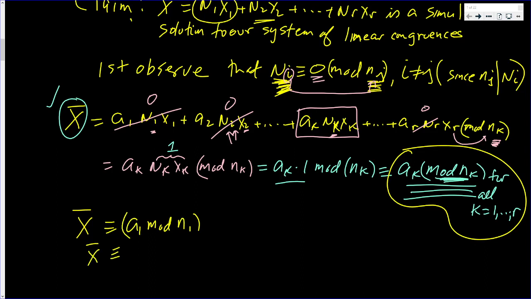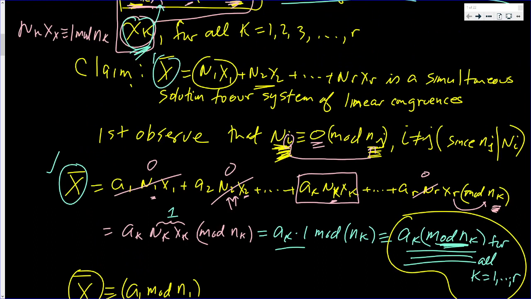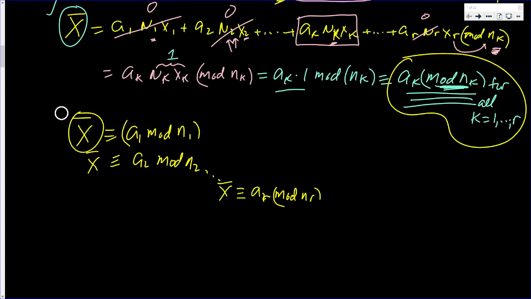X bar is a solution, that is, it is congruent to a sub 2 mod n sub 2, all the way down to x bar is a solution to the congruence of a sub r mod n sub r. So this x, that is the way I defined it up here somewhere. This x, which is equal to this, is the solution to all of those r linear congruences. Okay, so we don't need this.